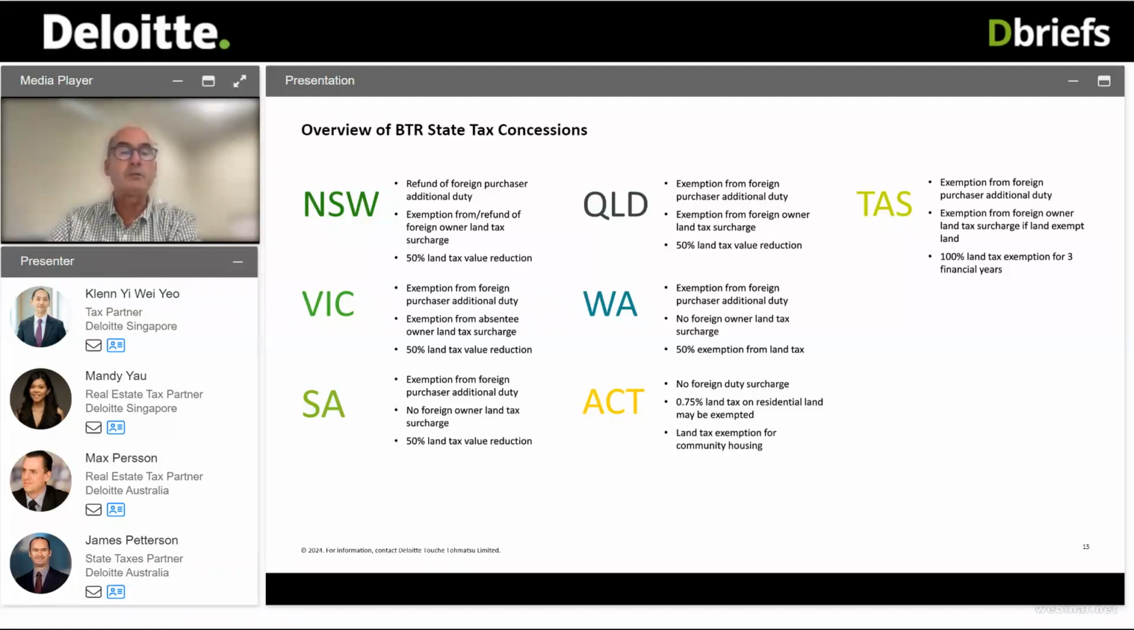And some jurisdictions also require the below market rental component. We've already mentioned the ACT. Queensland similarly has a requirement that at least 10% of the premises have a rental at less than 75% of market rent. And New South Wales also has an affordable housing requirement. There's at the moment no clear guidance, however, from any of the state or territory revenue offices as to what this below market rent component looks like.